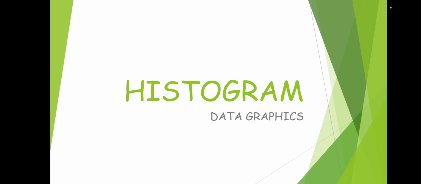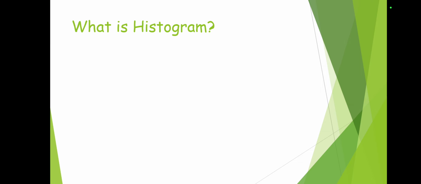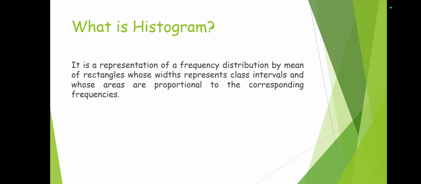In this video, we'll be discussing a topic of data graphics, that is the histogram. So first of all, what is a histogram? A histogram is a representation of a frequency distribution by means of rectangles whose widths represent class intervals and whose areas are proportional to the corresponding frequency.